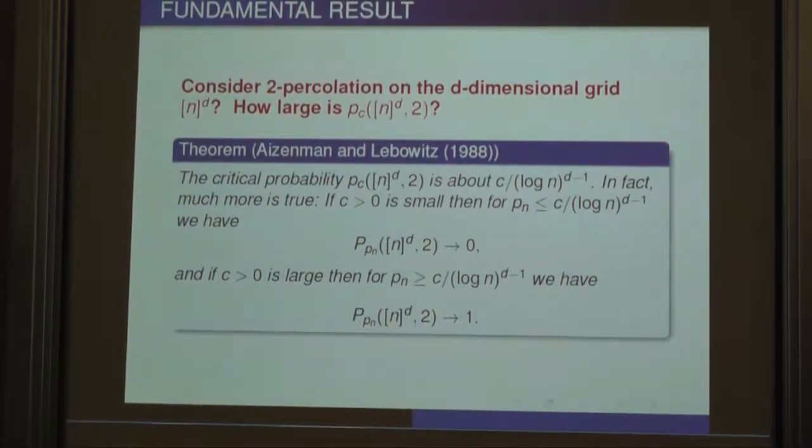In fact, they proved more, in the sense that they showed that if you take some small c and your infection probability is less than that small c over (log n) to the d minus 1, then the probability of percolation tends to 0. But if you take a large c and your p is bigger than this c over (log n) to the d minus 1, then it tends to 1. A phase transition, but of course the values are not defined.